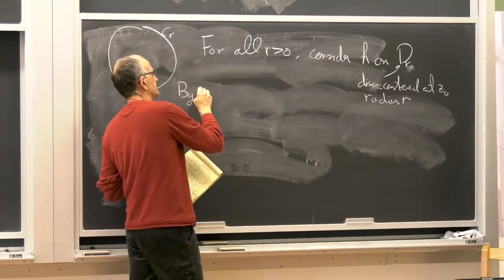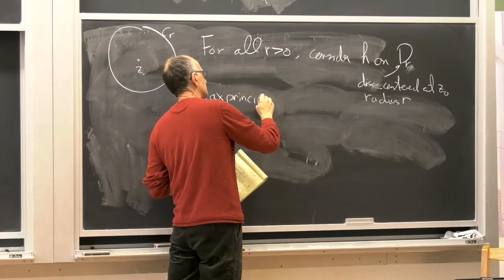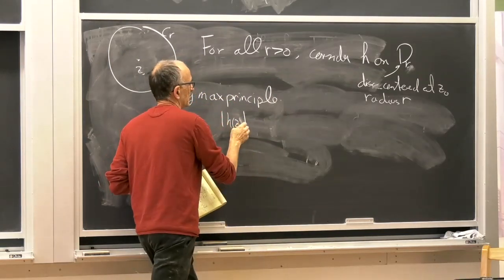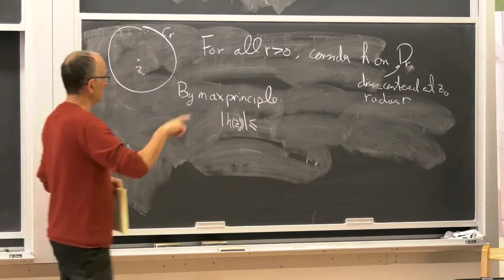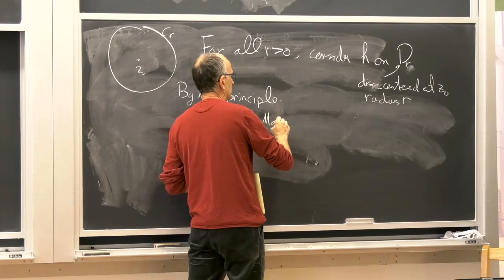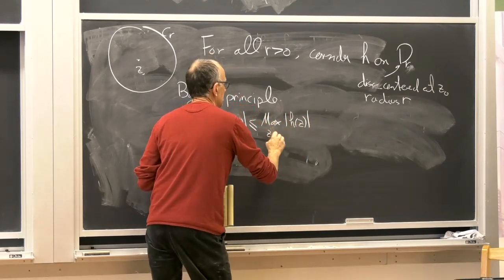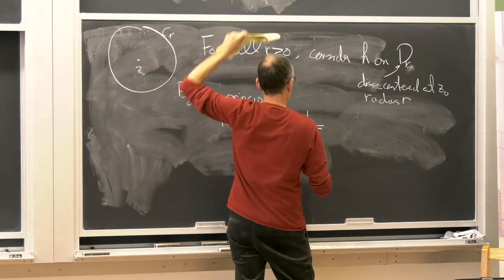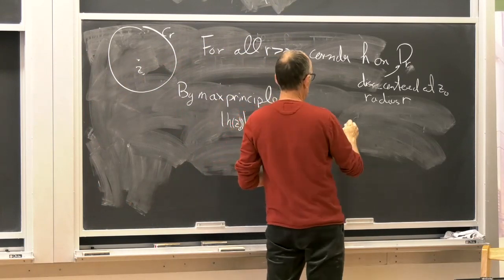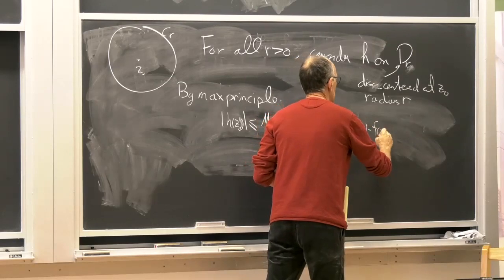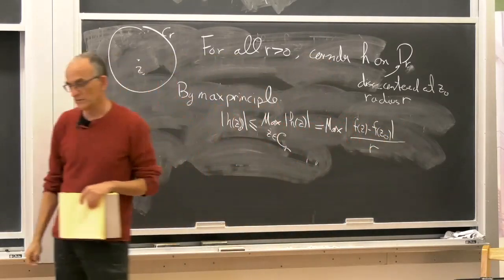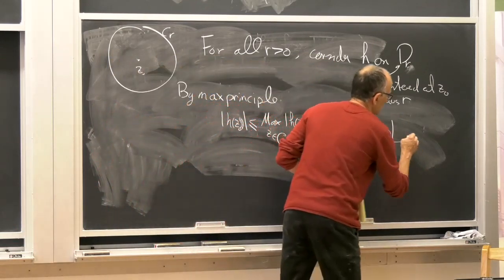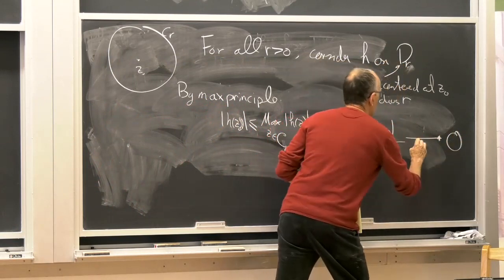By the maximum principle, we have that h of z zero is less than or equal to the value on the frontier, the circle: max of h of z for z in CR. And what is this? This is the maximum of f of z minus f of z zero, and the bottom is exactly the distance from the frontier to z zero, which is R. And this goes to zero as R goes to infinity, because f is bounded.